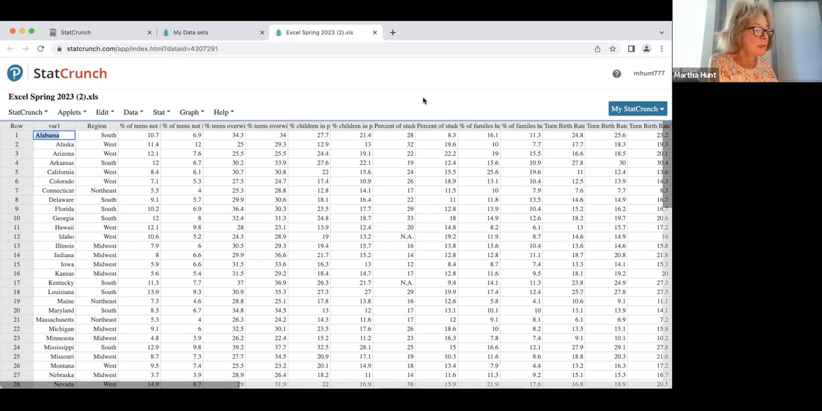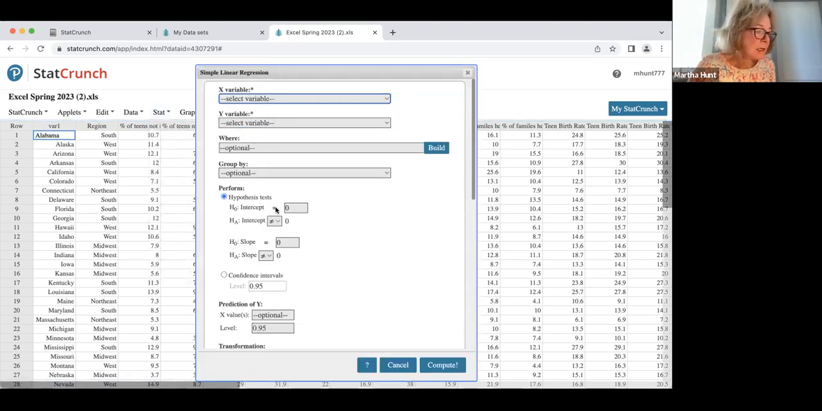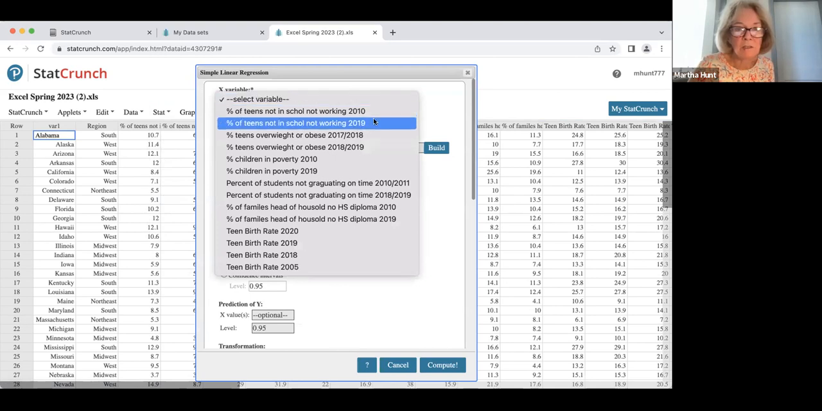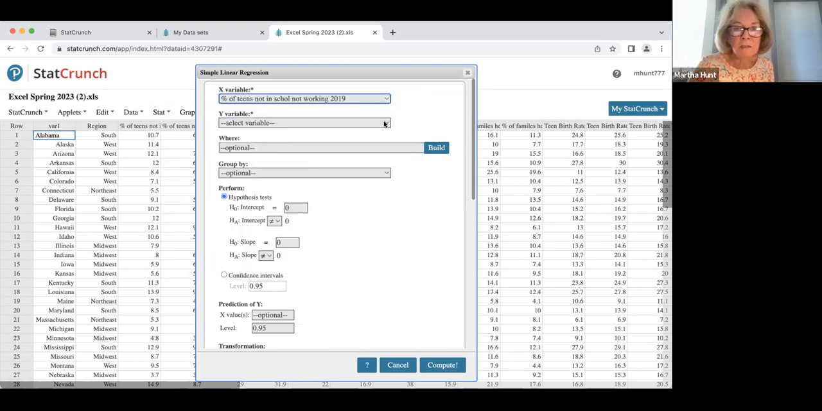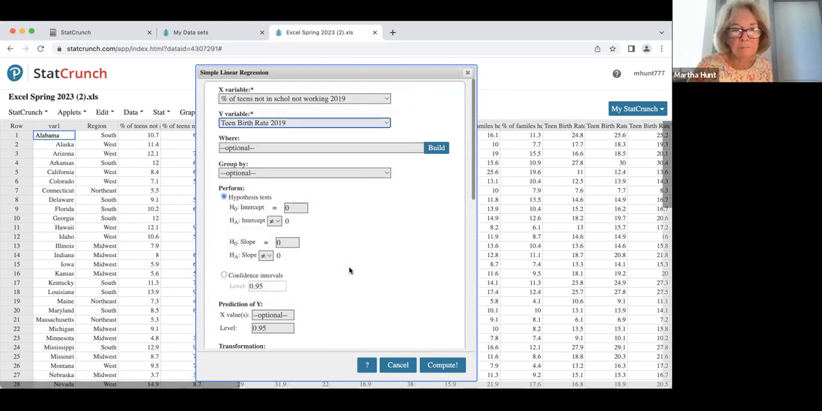I think the first question says you're going to be doing stat and regression, and you're going to be doing simple linear. And you're supposed to pick for X the percent of teens not working. And you're supposed to pick the birth rate in the same year.